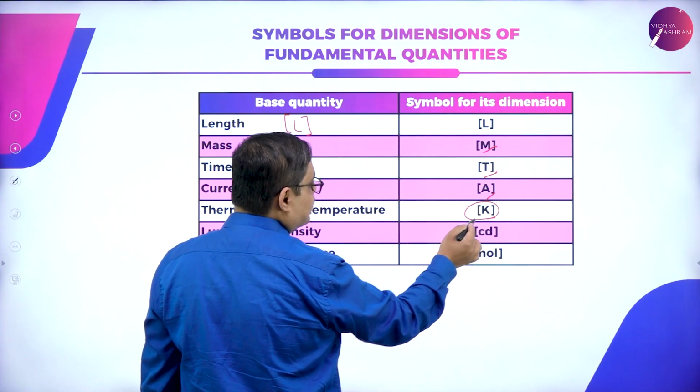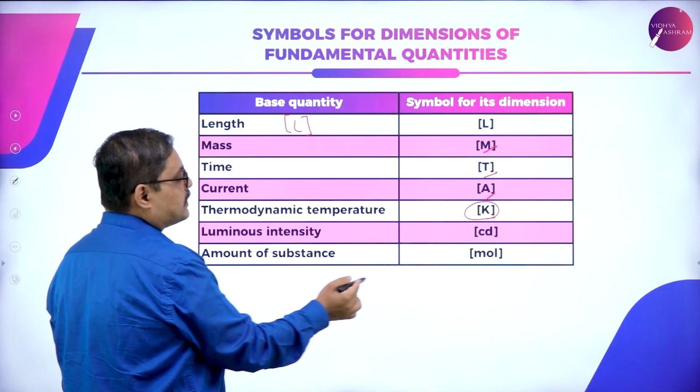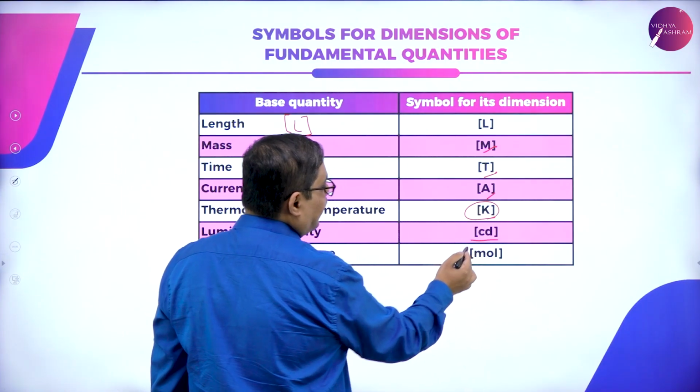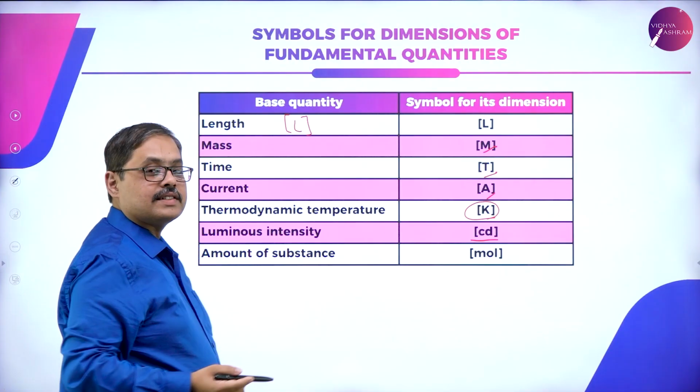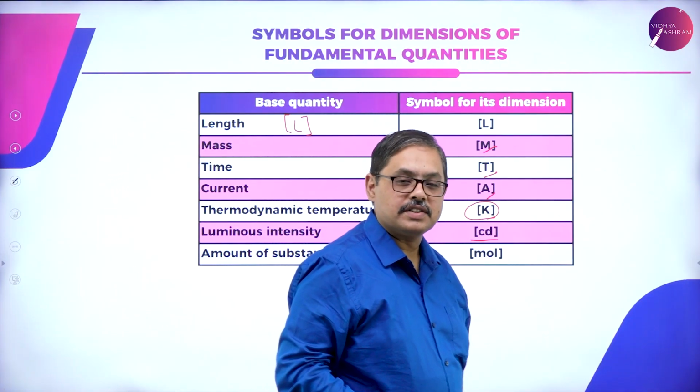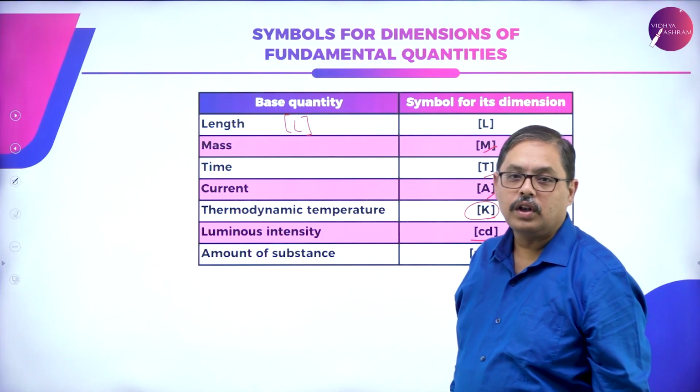If you remember, Kelvin is the unit. Luminous intensity is expressed as CD, candela. Amount of substance is expressed as MOL within square brackets. The unit was mole. Okay.